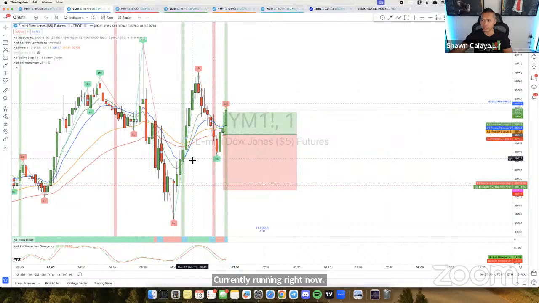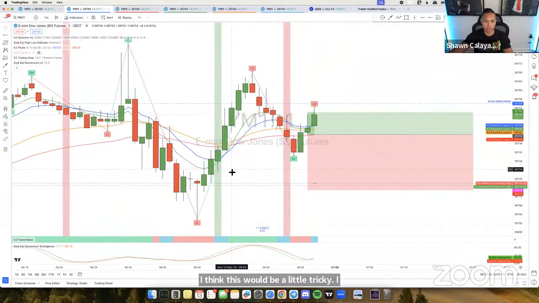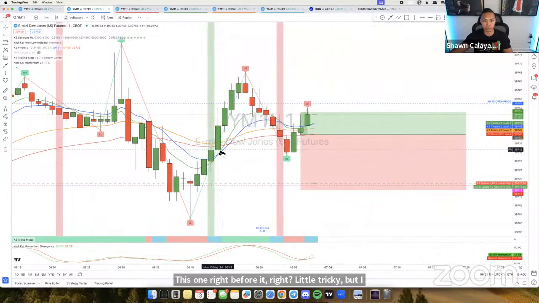CJ said there was a high level momentum at 644. I think this would be a little tricky. I mean, yeah, I can see what you're looking at, CJ. It's a little tricky because this candle right here, I can't tell if it actually closed above it. This one right before it, right? Little tricky. But yeah, if you wanted to take it, that would be a high level momentum scalp right there as well.